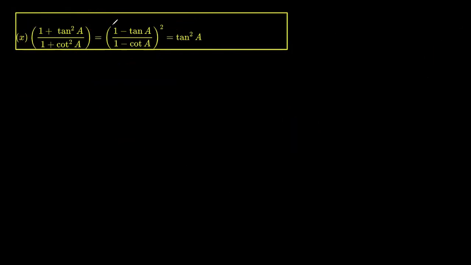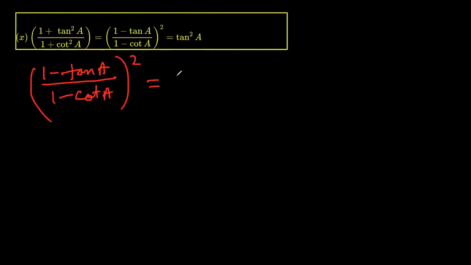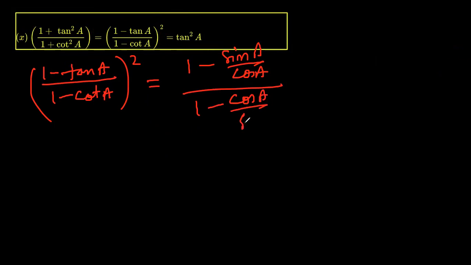Can we show the second term is also same as tan square A? Then we can say these all 3 terms are equal. To show the second is equal to tan square A, we will take now 1 minus tan a divided by 1 minus cot a, and we are going to square it. Look, 1 as it is. tan a can be written as sin a by cos a, and divided by 1 minus cot a, which is cos a by sin a. Yes or no?